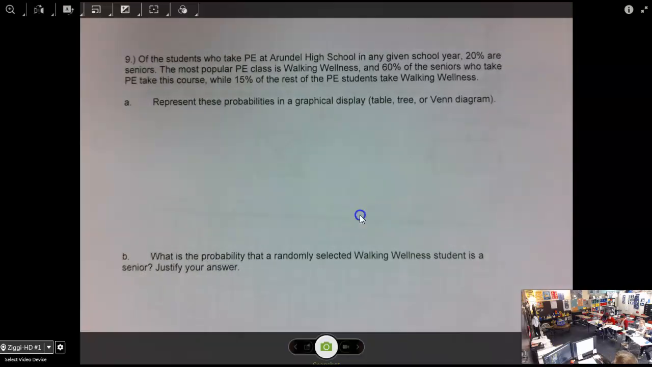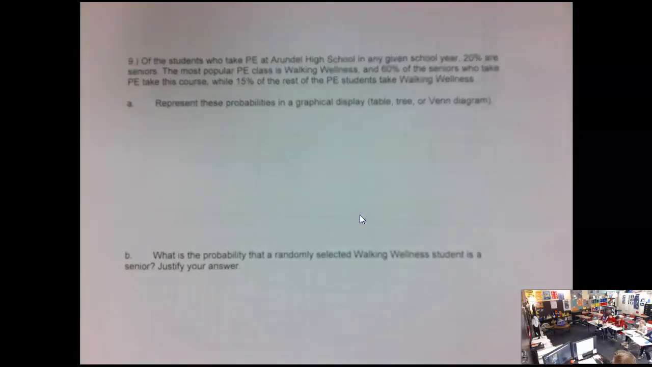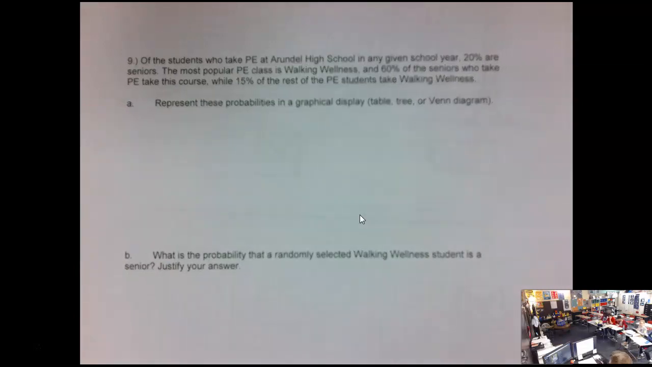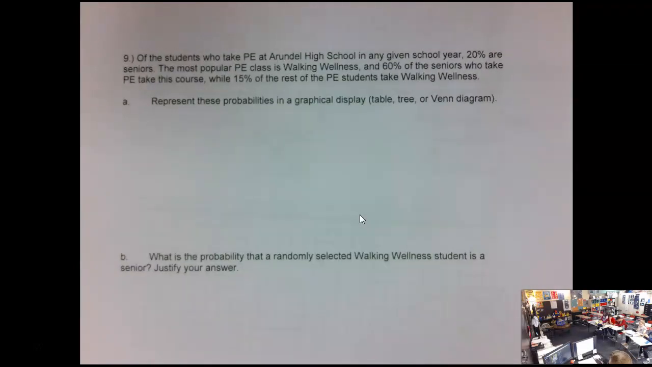Alright, now everyone go look at 9. Everyone go look at 9. Now, if you just straight up have the answers, please don't just shout them out. We want to talk about the why of this all.